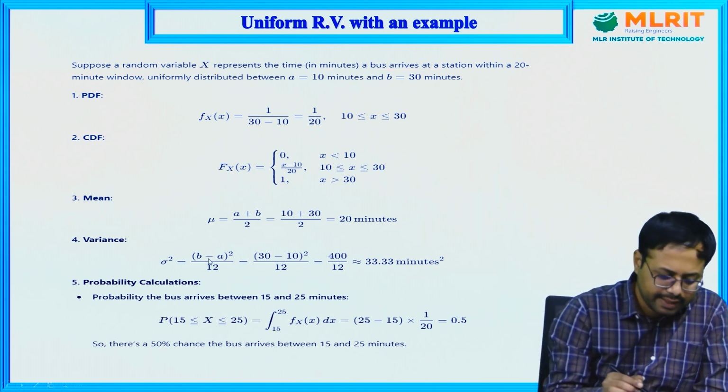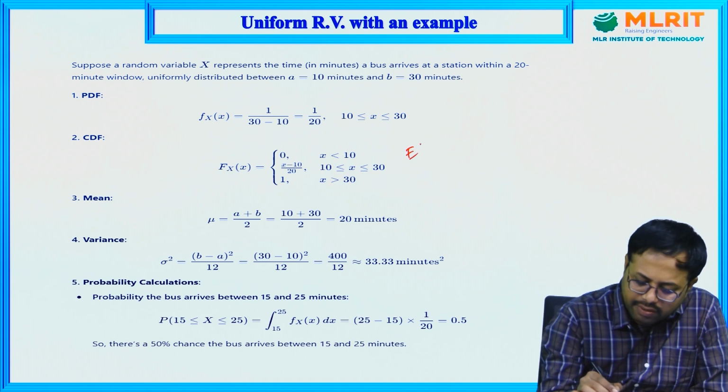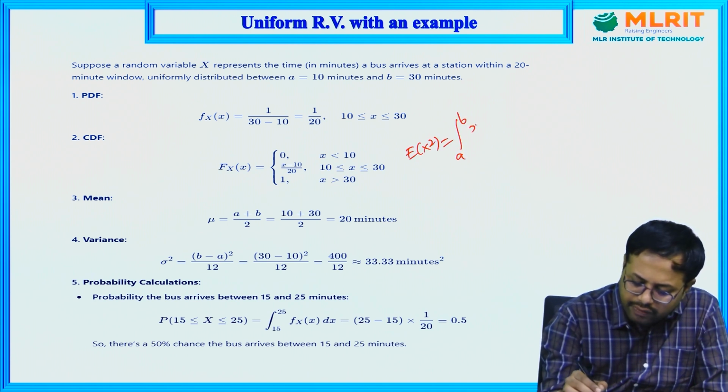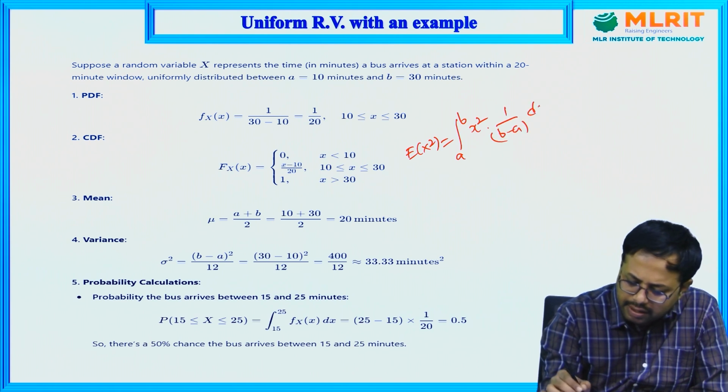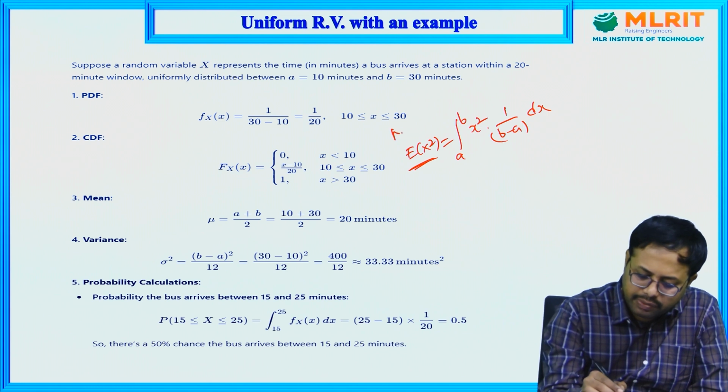Now next, variance. Variance, similarly you have to do it. First you have to simplify the mean square value. Mean square value is also the same. Here x square, 1 by b minus a into dx. If you simplify, you will get the mean square value.